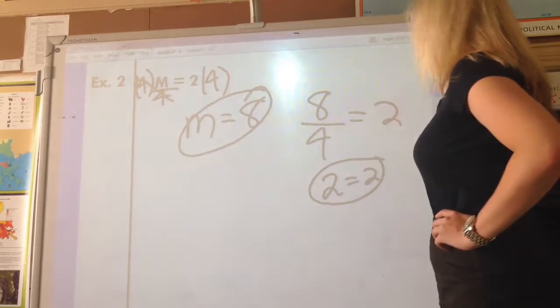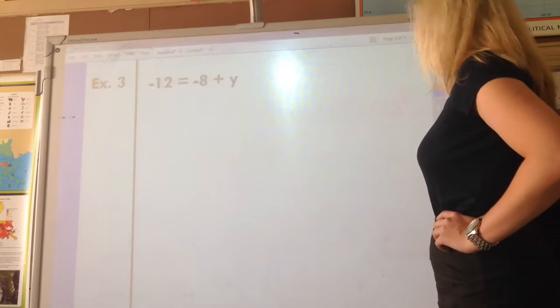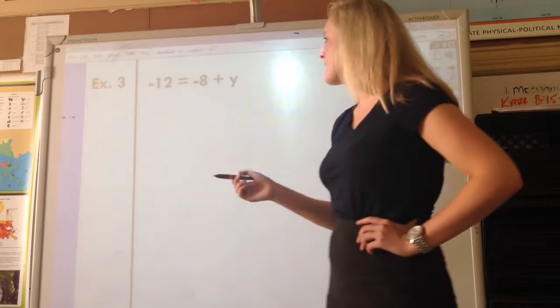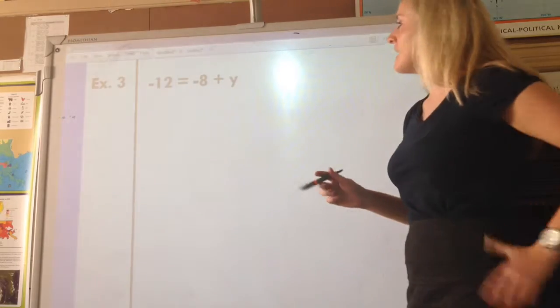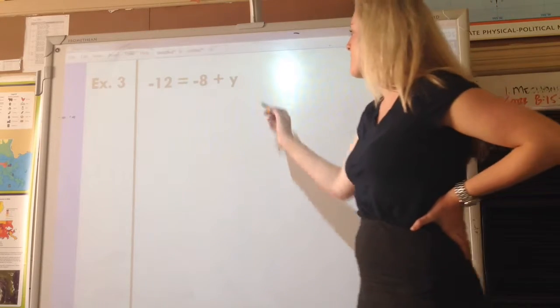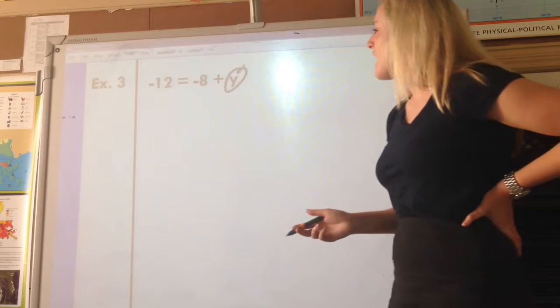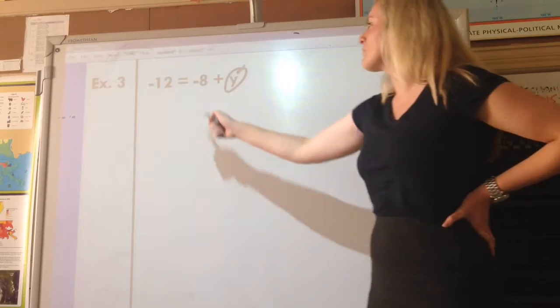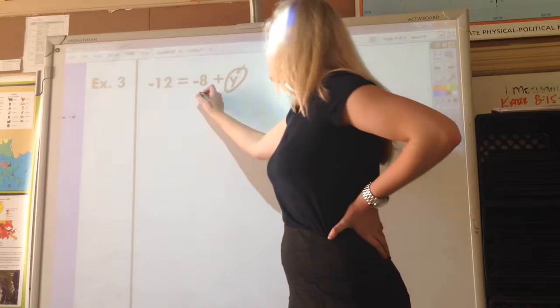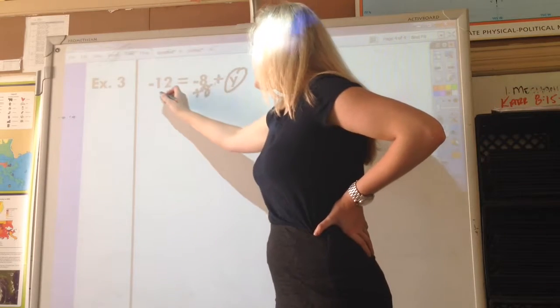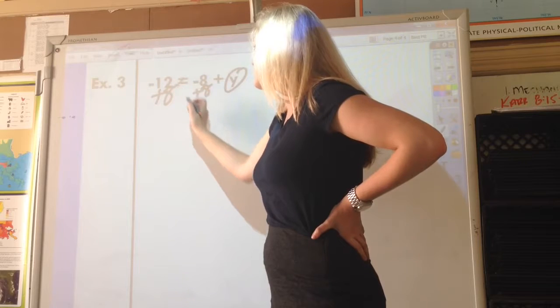Let's do one more. All right, example 3. Negative 12 equals negative 8 plus y. Again, I'm going to go through my same steps. I identify my variable, which is y. I know that I have to isolate it, so I need to get rid of this negative 8. In order to get rid of my negative 8, I'm going to add 8. And I know whatever I do to one side, I have to do to the other side.